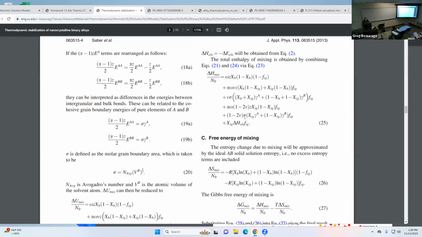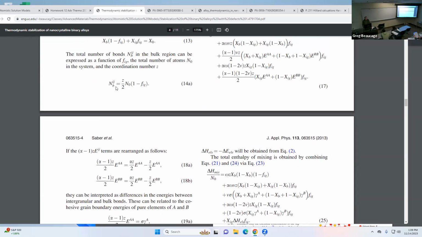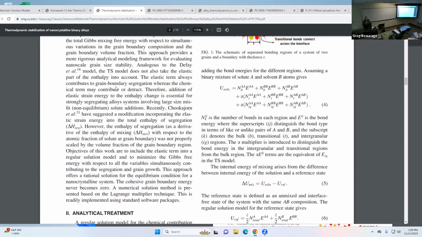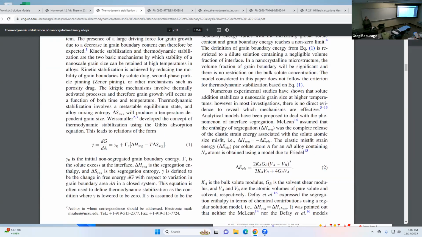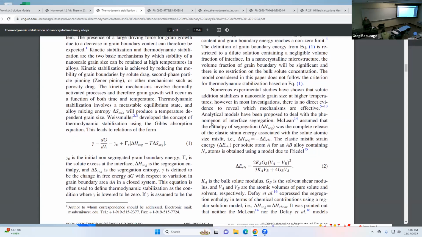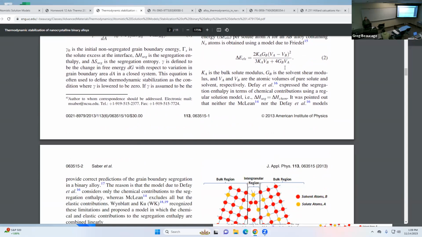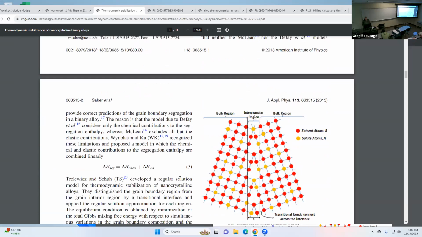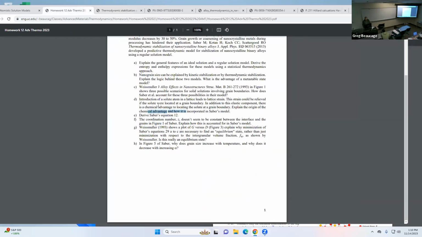So anyway, he does the same thing, and he mentions in the beginning he's not the first one to do this. There's a long group of people that have looked at grain sizes, trying to get grains smaller and figure out this thermodynamic model for grain size. So then derive Saber's equation 12. I think, or you guys derived it, right, with spheres, right?